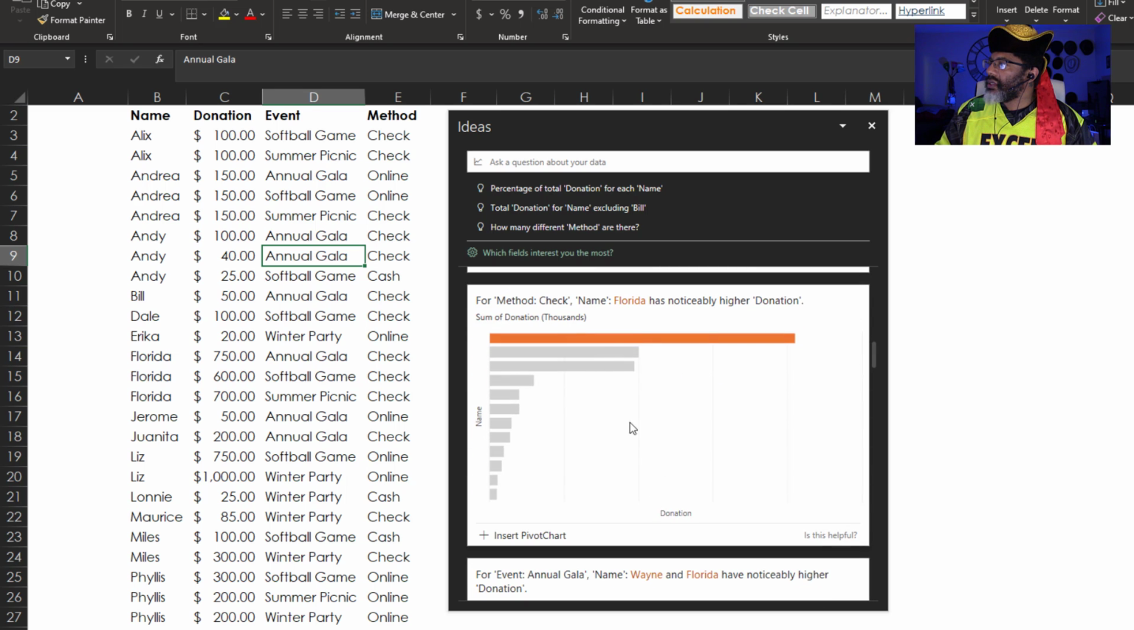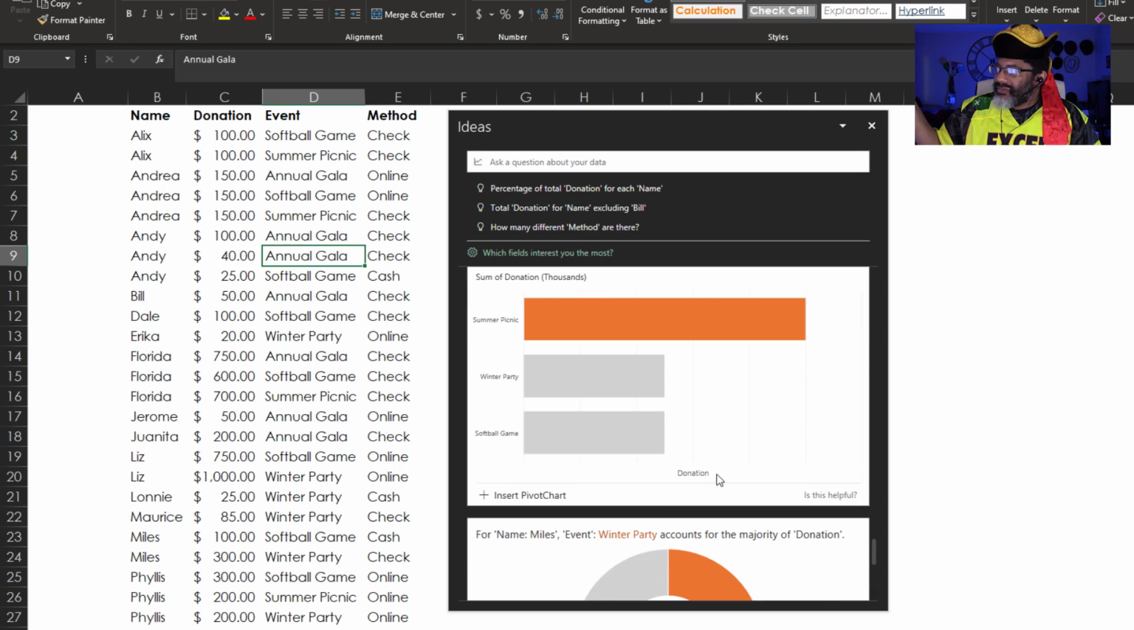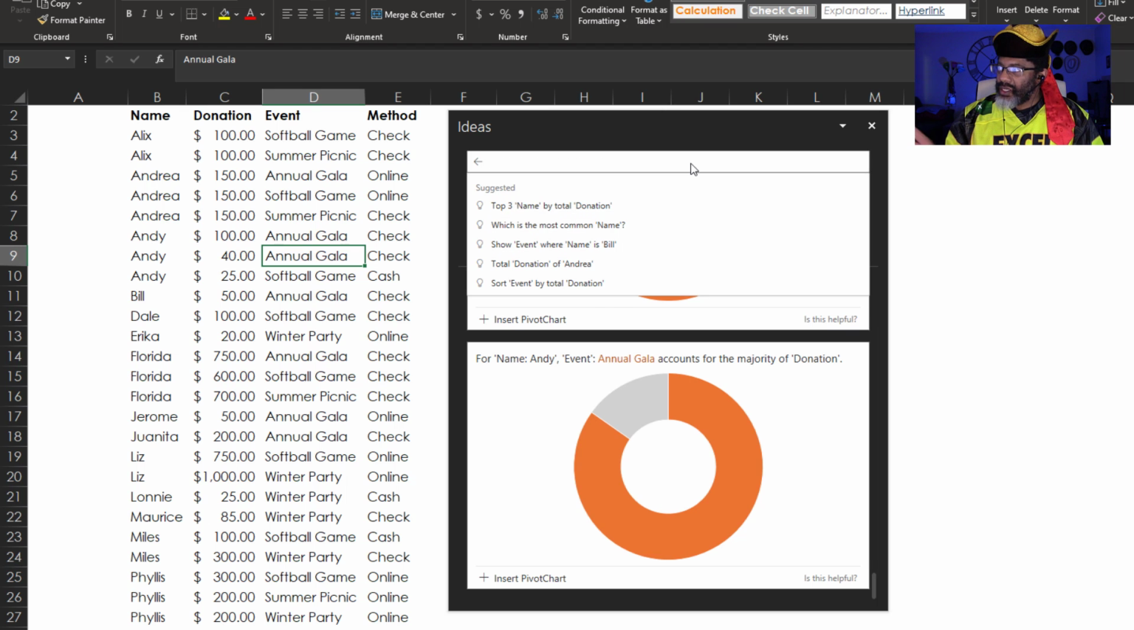For method, check, name, Florida has noticeably higher donation. Okay, so it's telling us about some extremes. Okay, so we might be interested in some of this data. We might not. But here is the natural language thing. This is what kills me.